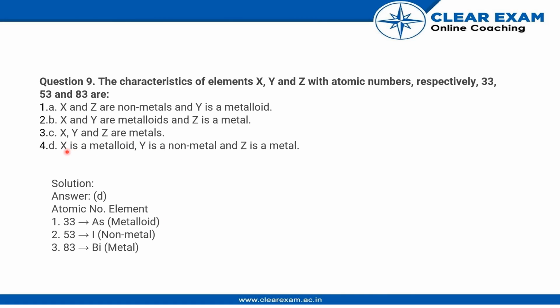So therefore option D is the correct option, that is X is a metalloid, Y is a non-metal and Z is a metal.